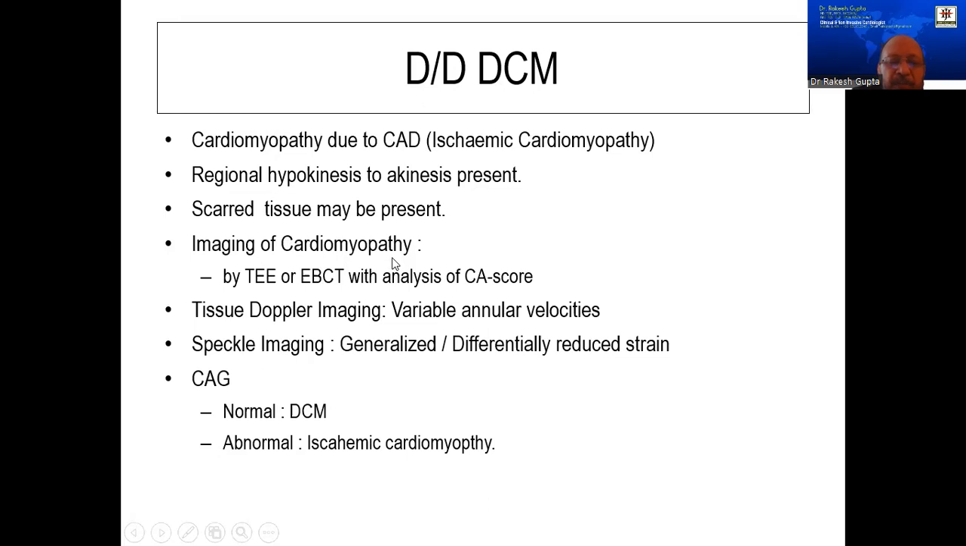Then imaging of cardiomyopathy by transesophageal echo, EBCT or coronary calcium scoring. With tissue Doppler imaging, we look at the variable annular velocities, and then speckle imaging helps you differentiate generalized versus differentially reduced two-dimensional strain, to differentiate between DCM and ischemic cardiomyopathy. So what we look for: hypokinesis with regional abnormalities, presence of scar tissue, then presence of a calcium score, tissue Doppler imaging, and speckle imaging, apart from coronary angiograms.